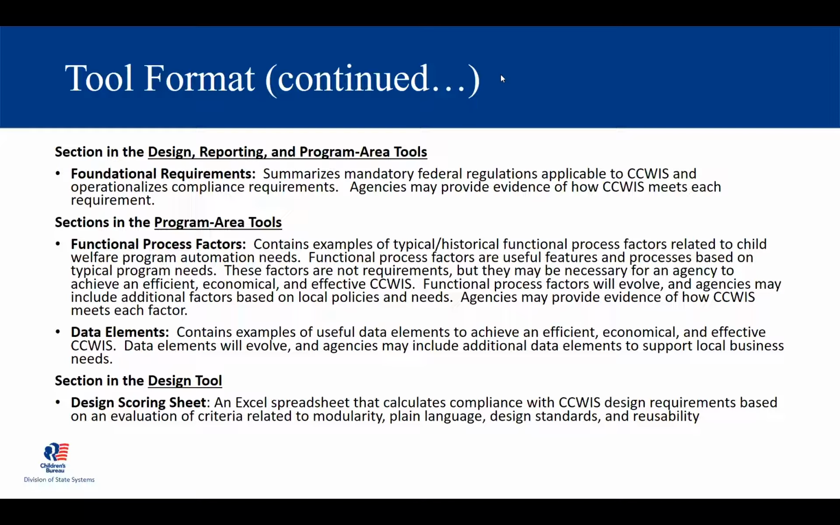The tools include space to identify the functional process factors and data elements in this next example, which are only found in the program area tools. And they're examples that help shed light or provide examples of how an agency, or CCWIS rather, can be efficient, economical, and effective. We know response is needed. There is a column that says check yes if these are included in your CCWIS. We're not expecting you to comment on that, other than using it as perhaps an example earlier in the document as evidence for achieving one of your goals.